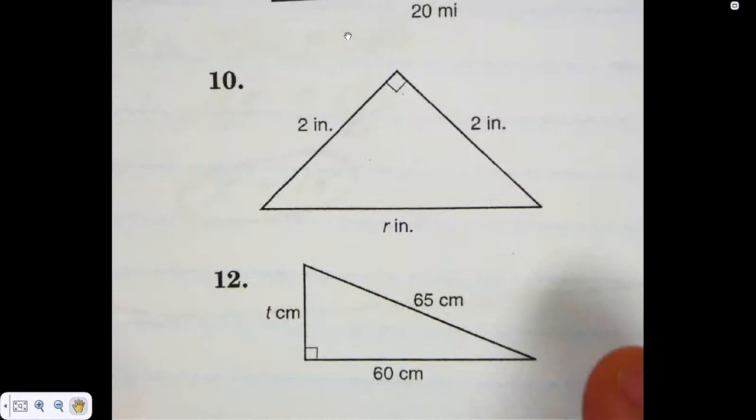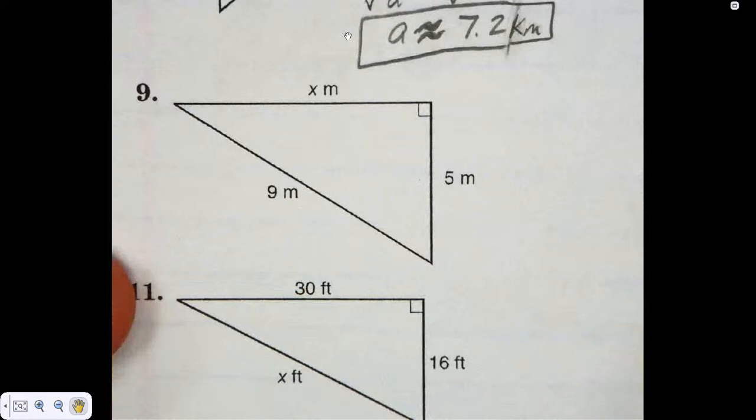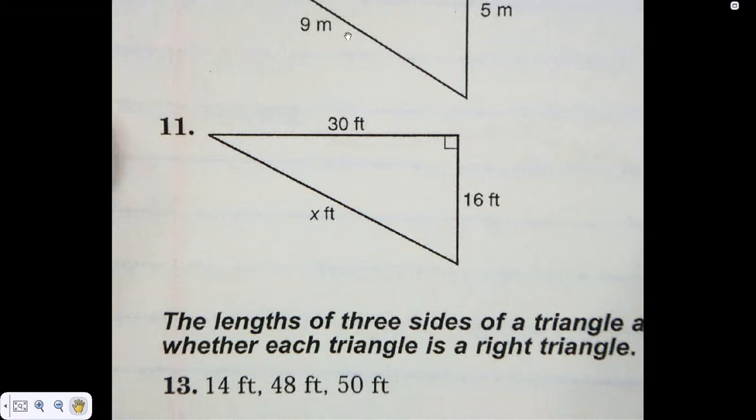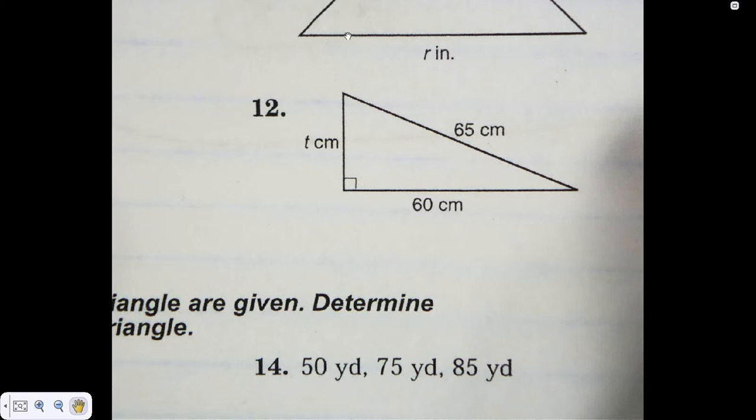Look, we're at number 10 now. Hypotenuse is your unknown. So your C squared's unknown. Number 9, what's unknown? Leg. What's your hypotenuse? Okay, number 11, what's your unknown? Hypotenuse. Number 12, what's your unknown? What's your hypotenuse? You can do that.